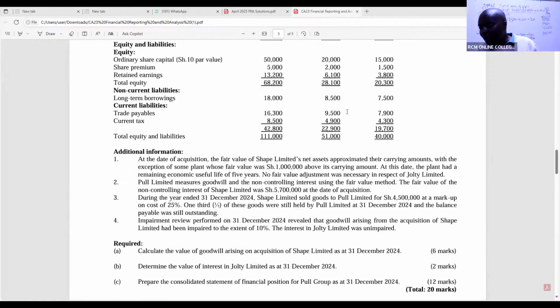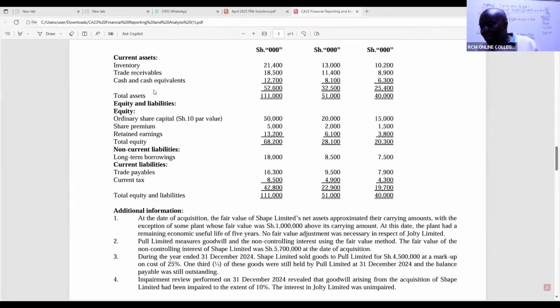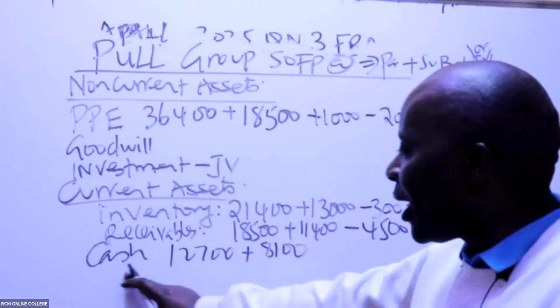Yeah. So apart from receivables, do we have any other thing? Yes, we have cash and cash equivalents. So cash, what do we have here? 12,700 plus 8,100. So cash, of course, cash ina mambo mengi, but at times they'll give you cash in transit. If they give you cash in transit, you shall create a new row here for cash in transit.